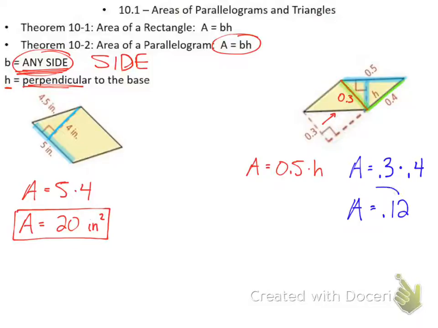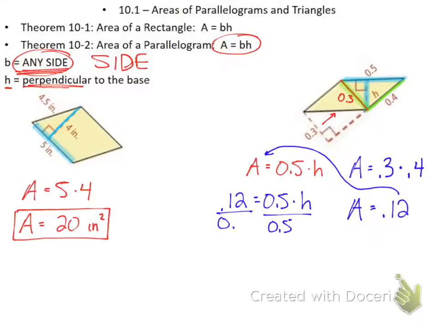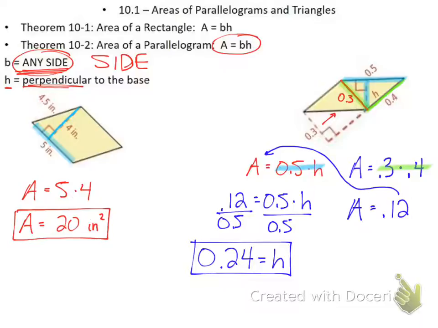And then I can take this and plug it in here because it's the same shape, so I know that 0.12 is equal to 0.5 times h. I can divide both sides by 0.5. 0.12 divided by 0.5 gives me 0.24. So 0.24 is my height. Again, just using what I'm given to be able to write two separate equations. These bases and heights go together, and here, these bases and heights go together. I'm looking for a side, and then the height is always going to be perpendicular to my side.